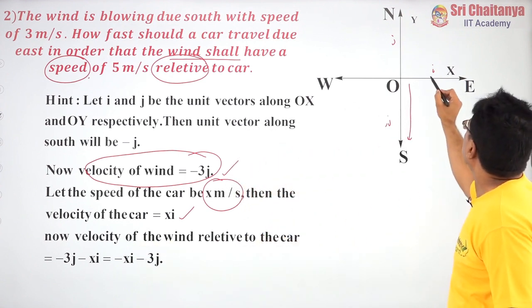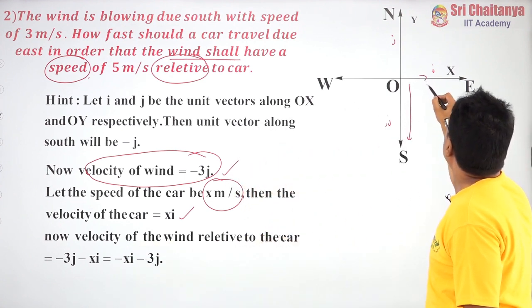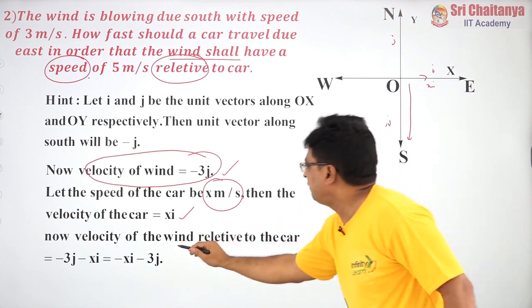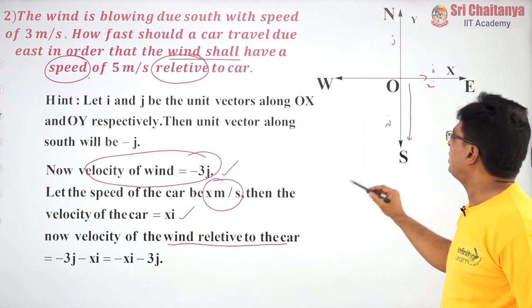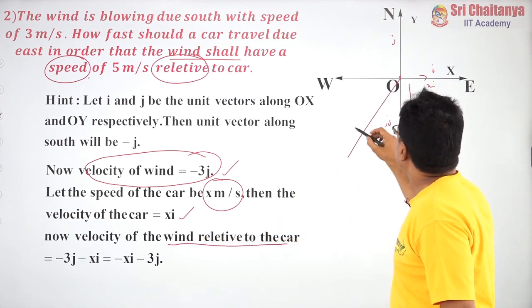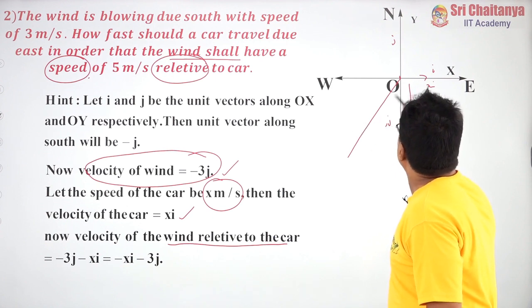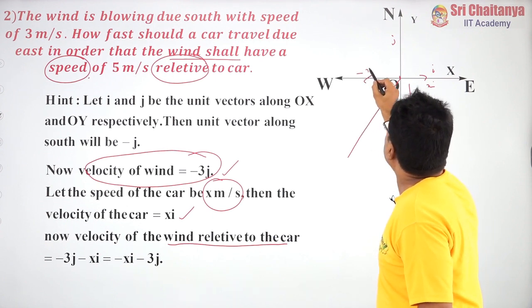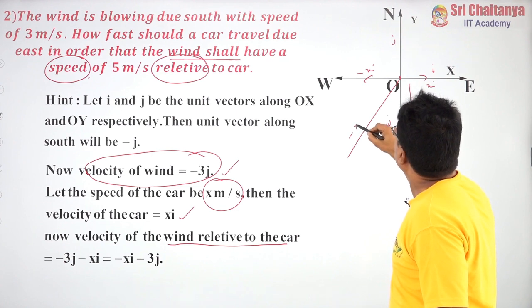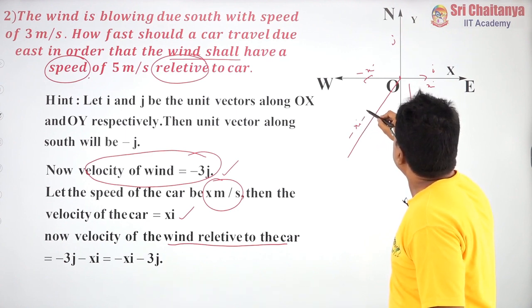So, the velocity of the car is xi. Now, the velocity of the wind relative to the car is what? Like this. This is the resultant. So the resultant is minus xi minus 3j.